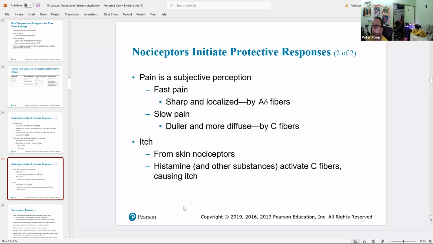The duller pain is carried by C fibers. C fibers are what's activated if you have a stomach ache. The pain is not sharp; it is diffuse, like an aching, gnawing feeling, not a sharp pain like being punched in the arm.